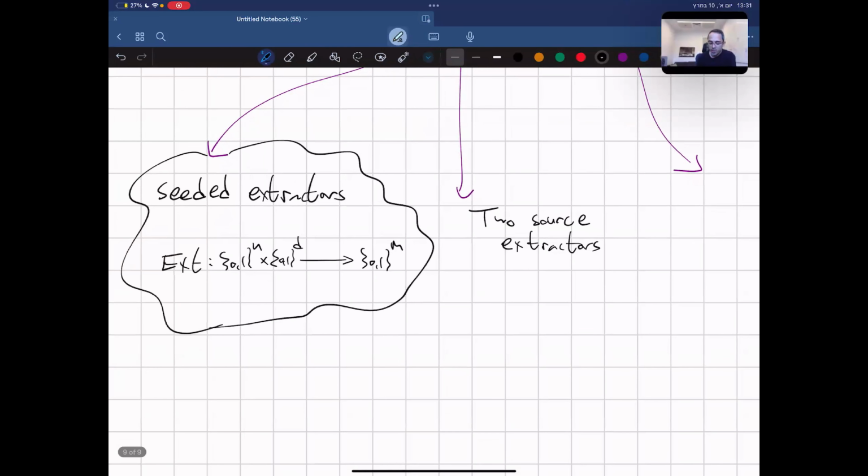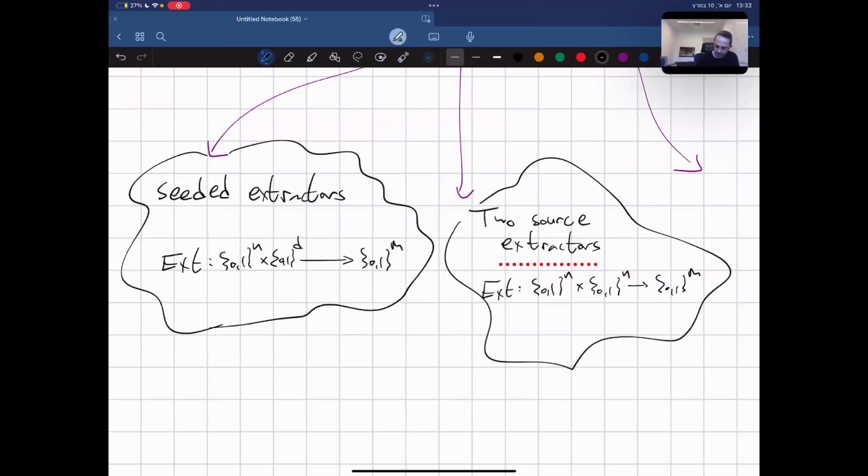So here you're not going to assume you have a seed. You're going to just say, okay, I'm just going to get not one, but two samples. Like, I'm going to get samples from two possibly different but independent sources. Okay? And the hope is that you can play them against each other in a sense. And you consider three source extractors and so forth.